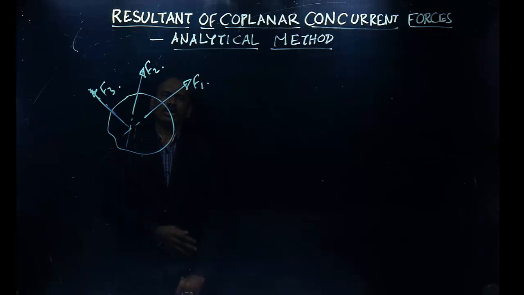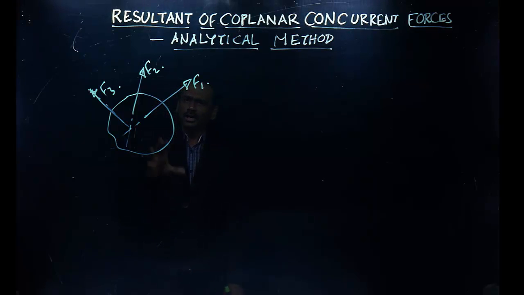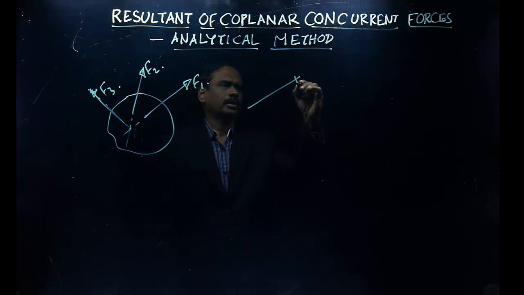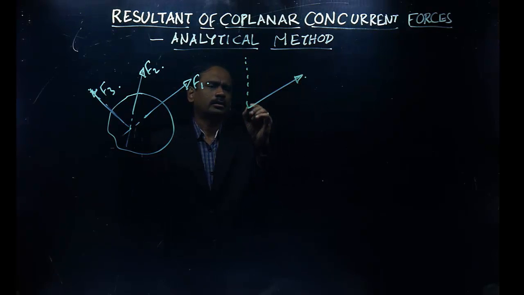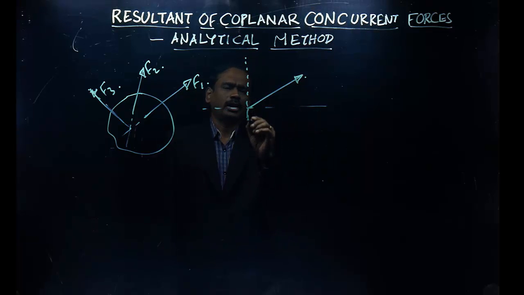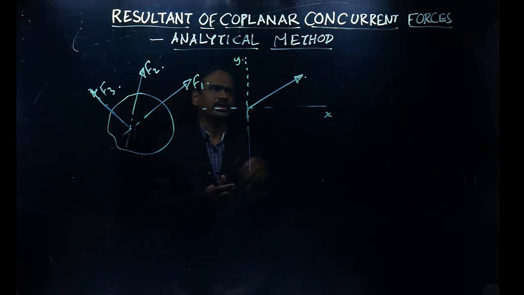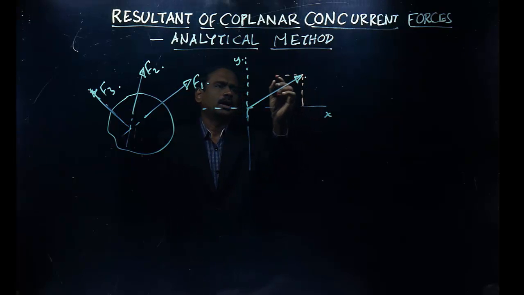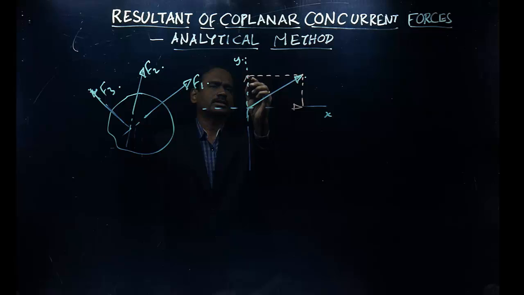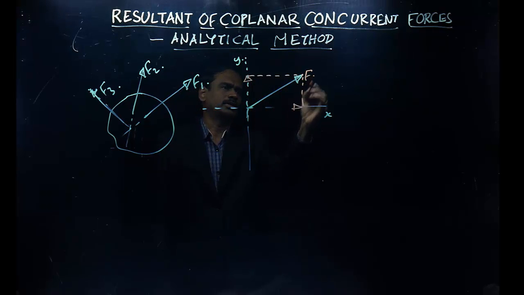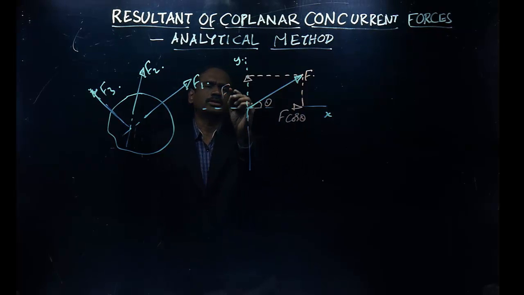We already saw how to do it using the graphical method, but in this one we will see how to do it using the analytical method. Now, given a force, and these are the rectangular or perpendicular axes, we saw how to find the components of the force along the x and y axes. So if it is F, and this is theta, this is F cos theta, and this is F sin theta.